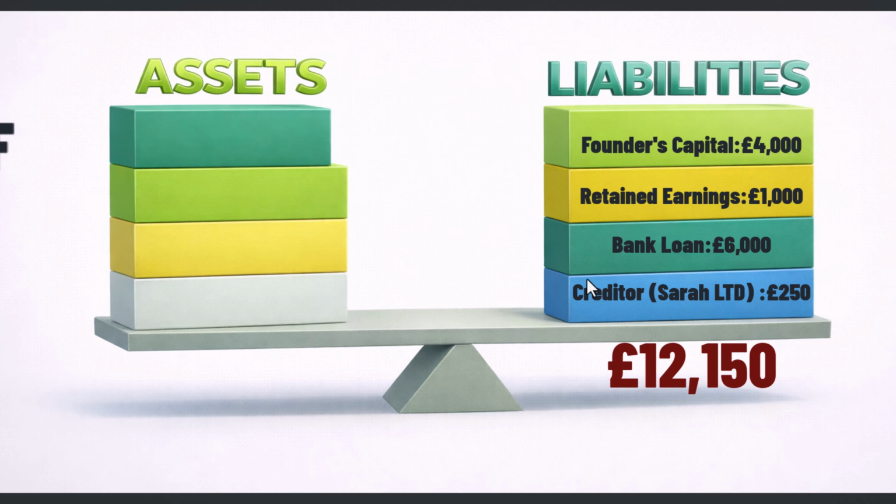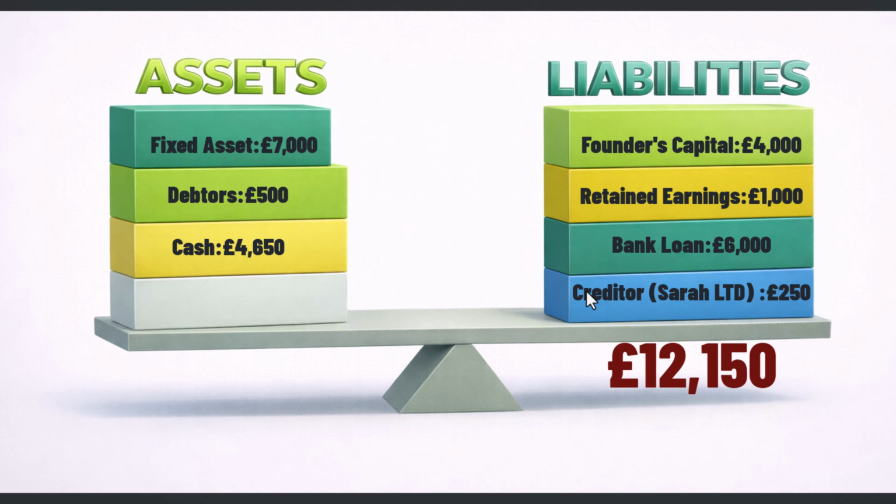Now, assets, what the business has. Fixed assets, £7,000. Debtors, £500. Cash, £4,650. That gives the total assets of £12,150. The balance sheet balances perfectly. So you can now see this clearly.